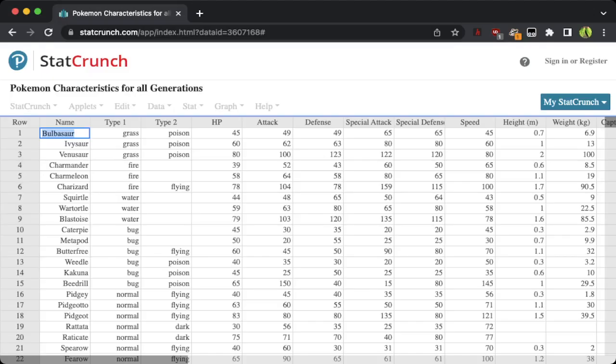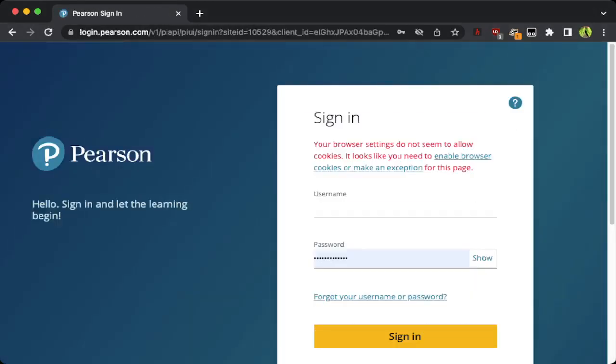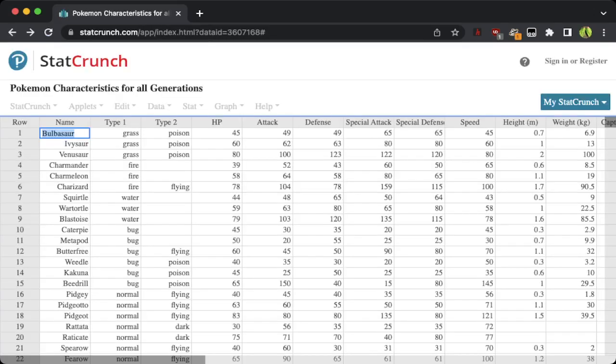Okay. So, the first graph we're going to look at is called a dot plot. And StatCrunch can actually make it for you. Okay, so if you want to make a graph, oops, sign in. Crap. No, StatCrunch, why are you doing this to me? Okay, one second.